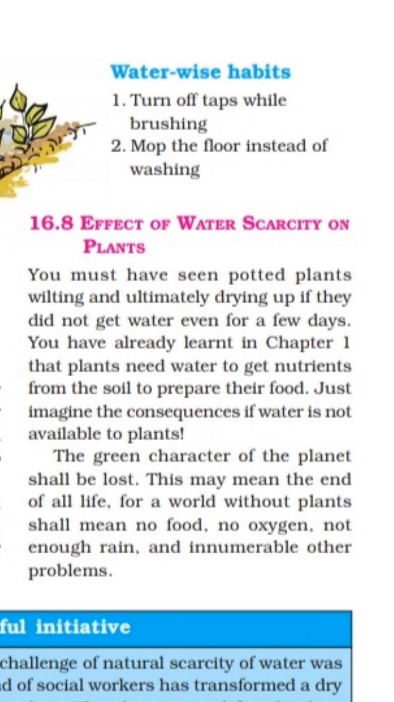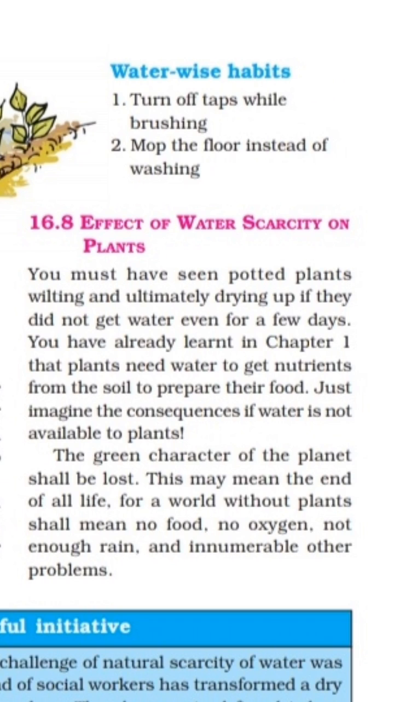Now our last point, 16.8, effect of water scarcity on plants. The most important point from this chapter. Now see, you must have seen potted plants wilting and ultimately drying up if they do not get water even for a few days. When we put a plant in a pot and we are not giving water to that plant, what will happen? It will wilt, and ultimately it will dry up.